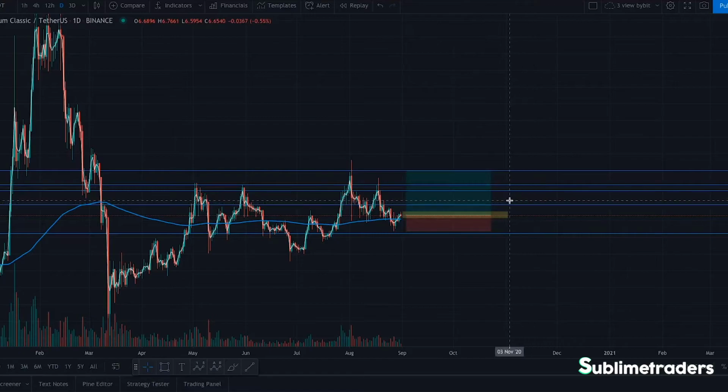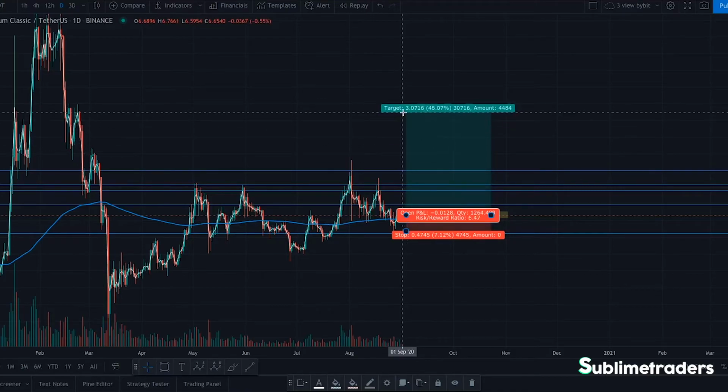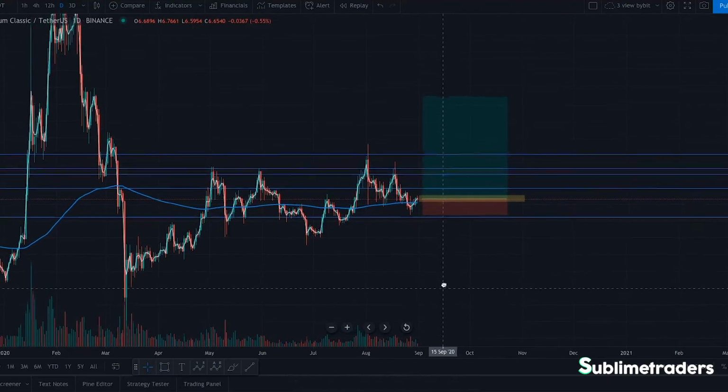However, the price action for ETC can even go higher to levels like 8.5 or 9.7 dollars per ETC. This, however, must be accompanied with high trading volume. Right now it's not the case.